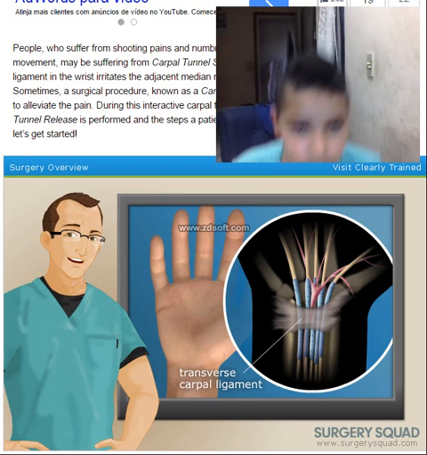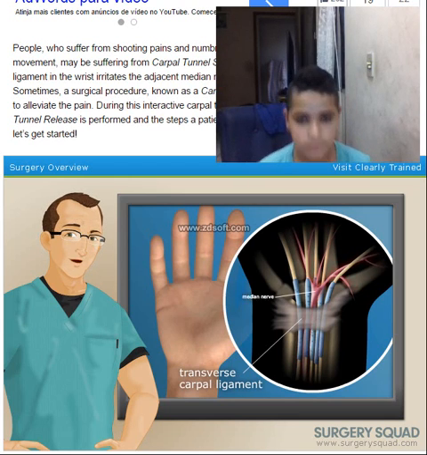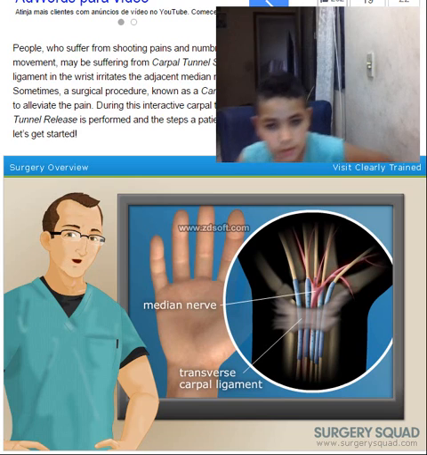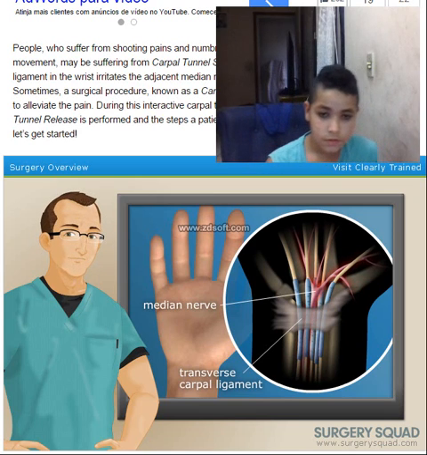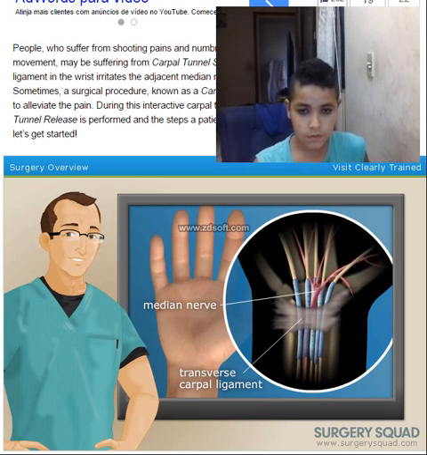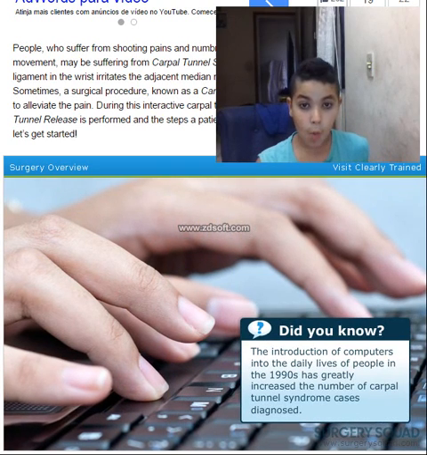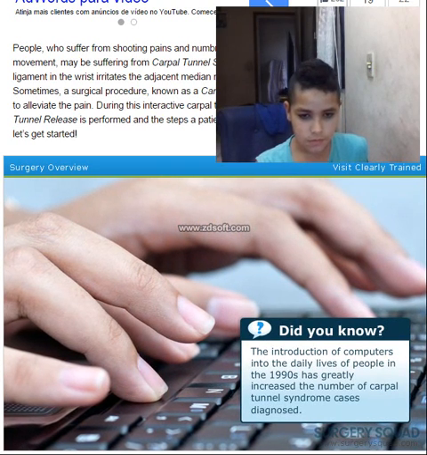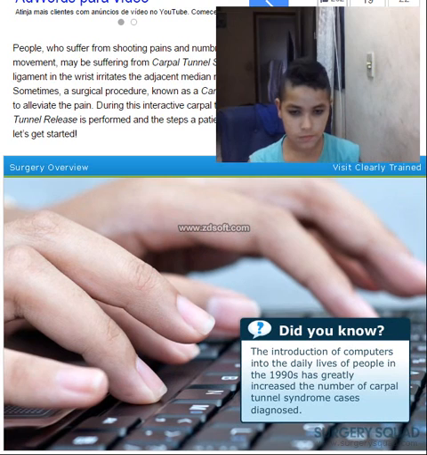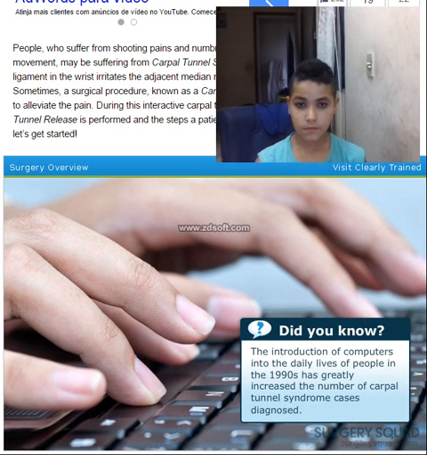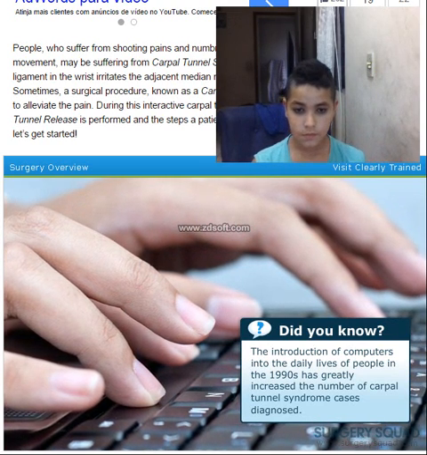Swelling of the transverse carpal ligament creates pressure on the median nerve in your wrist. This nerve is responsible for supplying feeling and movement to various parts of the hand. Performing repetitive motions with the hand or wrist over a long period is the main cause of carpal tunnel syndrome, and the condition is more commonly seen in women than men.